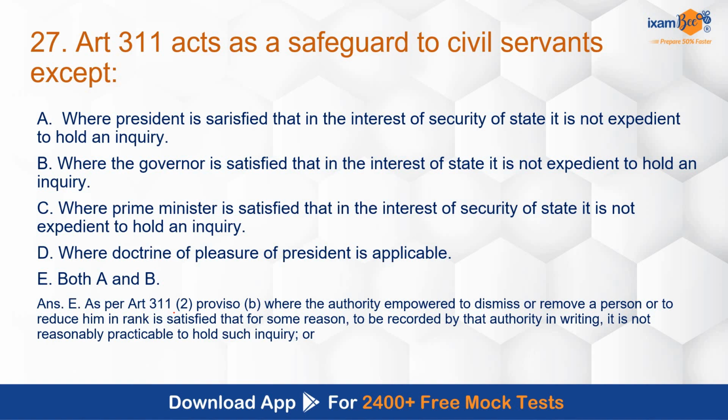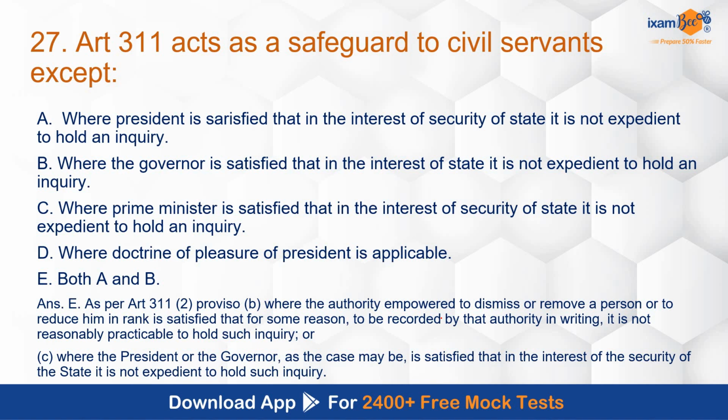As per Article 311(2), Proviso B, where the authority empowered to dismiss or remove a person or to reduce him in rank is satisfied that for some reason to be recorded by that authority in writing, it is not reasonably practicable to hold such inquiry, or where the President or the Governor, as the case may be, is satisfied that in the interest of the security of the State, it is not expedient to hold such inquiry. So usually Article 311 is acting as a safeguard to civil servants, but there are certain exceptions to it. The exception is where the President or Governor is satisfied that it is in the interest of security of the State to not hold the inquiry.